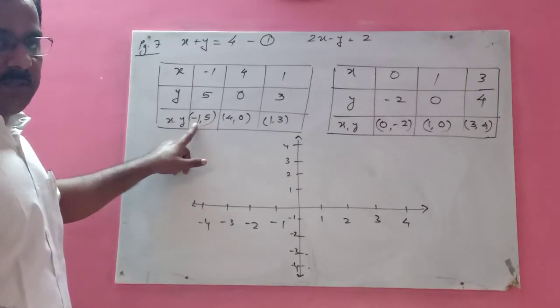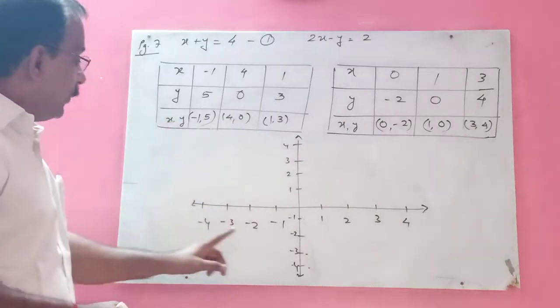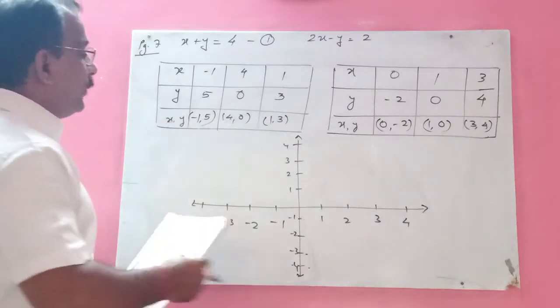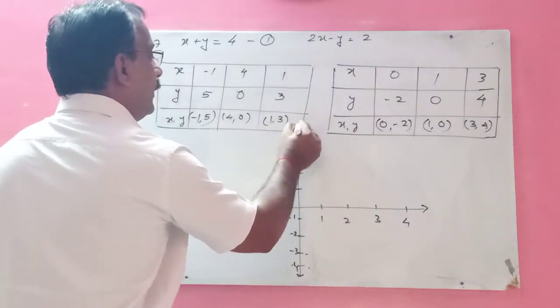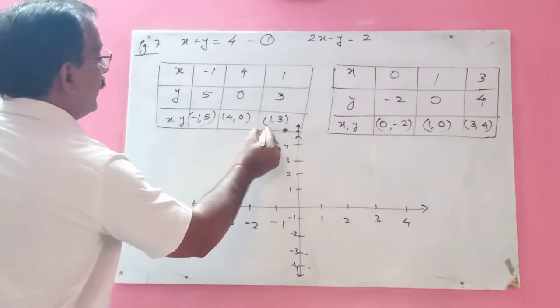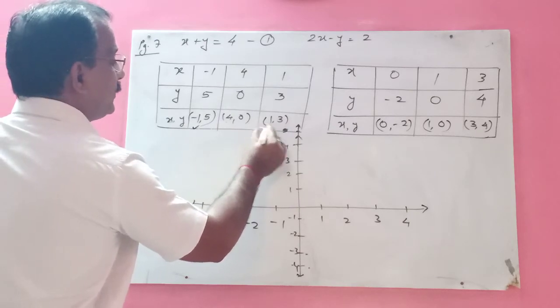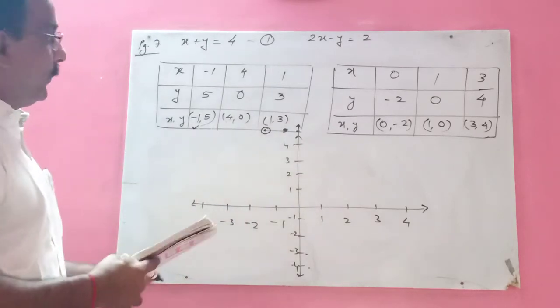Minus plus means, children, in which quadrant will you get? You will get it in the second quadrant. So minus 1 and 5. So I require one more point here. This is 5. Minus 1 and 5. That point will be here. This point you have to plot here. This is the first point. Then 4 comma 0.